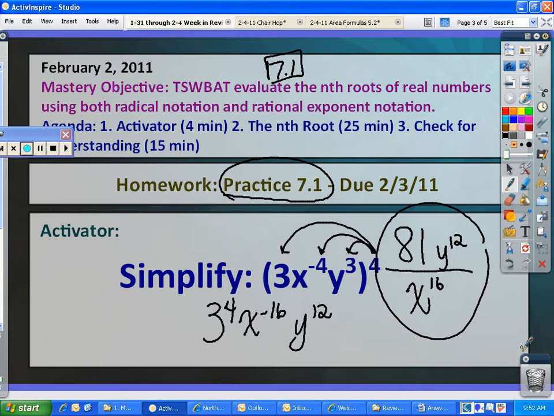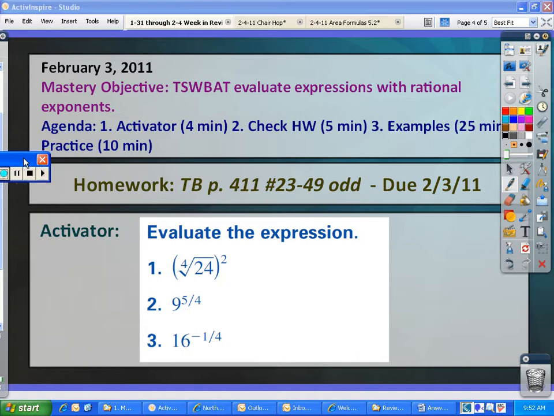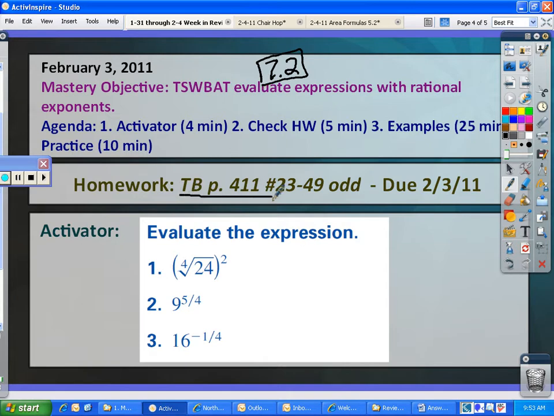And then on Thursday, February 3rd, we went over section 7.2 of the textbook, which was evaluating expressions with rational exponents. Again, section 7.2, if you want to refer there for notes. Their homework that evening on Thursday was textbook page 411, numbers 23 through 49 odd, and was due, not the 3rd, that was the day we had it, it was due on Friday the 4th.